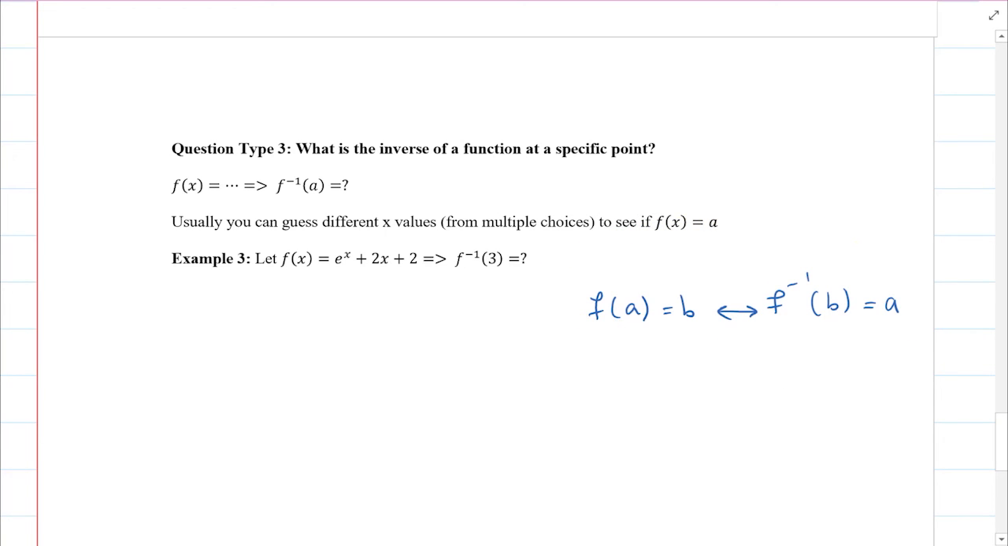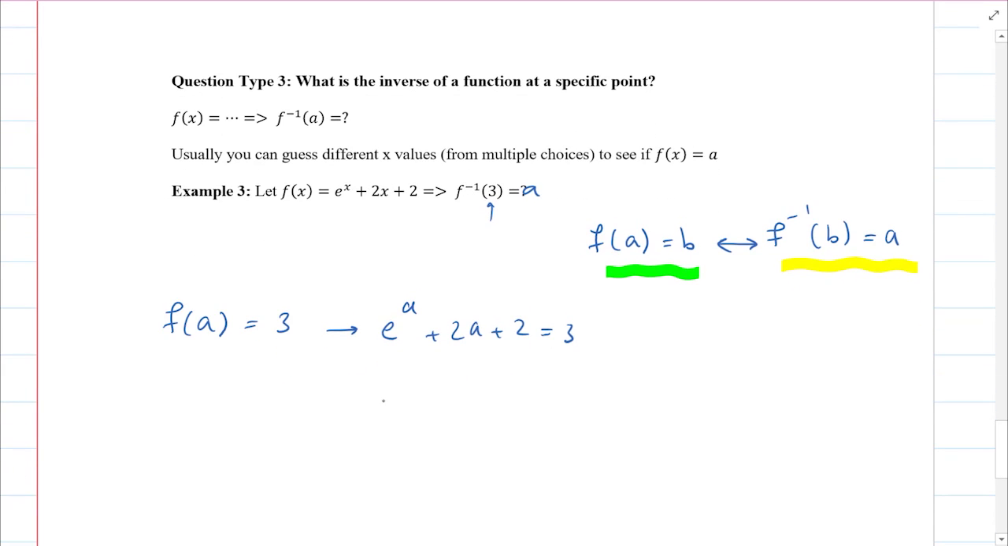However, remember this one. So this side is given to me, technically, and I'm actually looking for a. I don't know a, but I know that f of a is equal to b. b in this case is 3. So that means a is some number that if I substitute into the equation, that gives me 3. So f of a means e to the power of a plus 2a plus 2 is equal to 3. This gives me e to the a plus 2a. I can bring this 2 to the other side. That gives me minus 1.